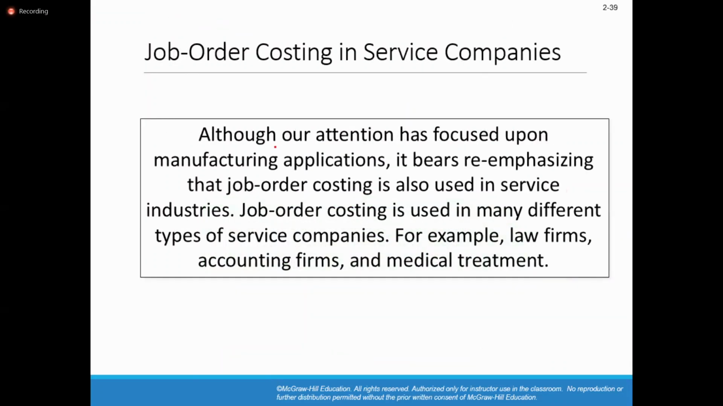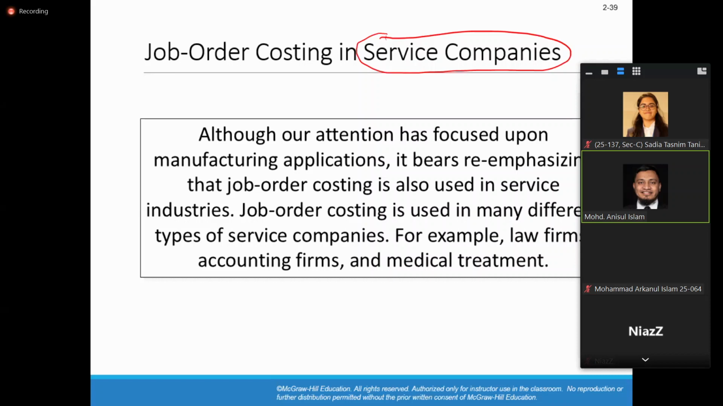So one thing we like to re-emphasize is that it might look like job order costing is applied only by manufacturing companies. But the thing is not like that. Job order costing is also used by service companies. So let me take you one example.